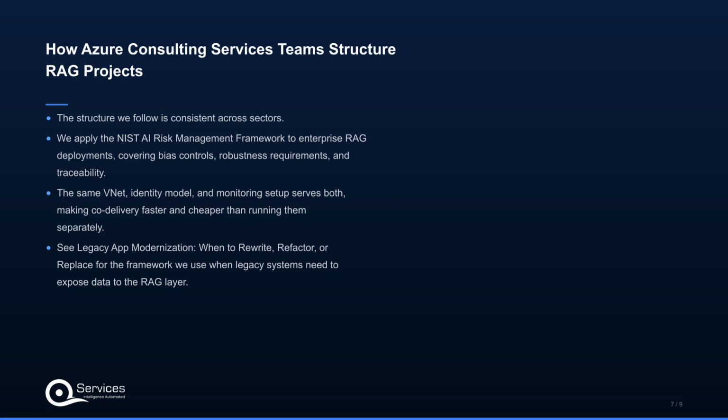That aligns with the human-in-the-loop governance principle detailed in our AI agent governance post, ensuring human approval at every deployment stage. We apply the NIST AI risk management framework to enterprise RAG deployments, covering bias controls, robustness requirements, and traceability. We also implement Power Platform governance controls to prevent low-code developers from calling the RAG API without rate limiting or audit logging, a gap that often appears when Power Automate consulting teams build connectors without a security review step.